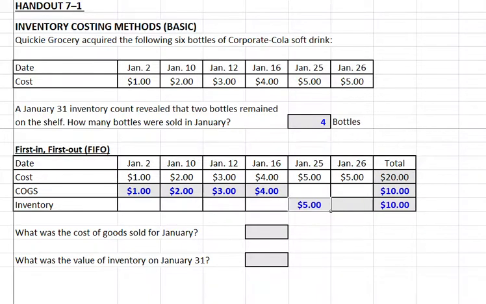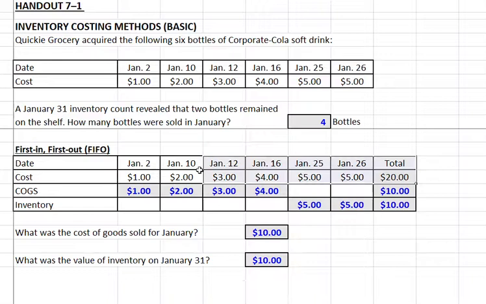We had 1 bottle at $5 from January 25th and another bottle at $5 from January 26th. So again, our cost of goods sold of $10 plus ending inventory of $10 has to equal the total cost that we incurred on acquiring merchandise.